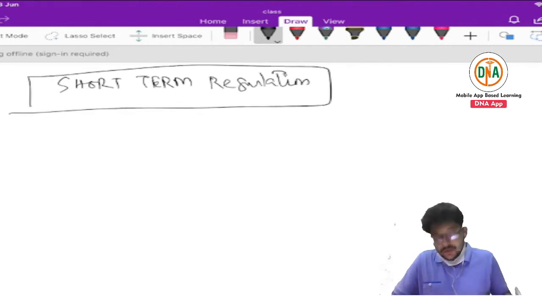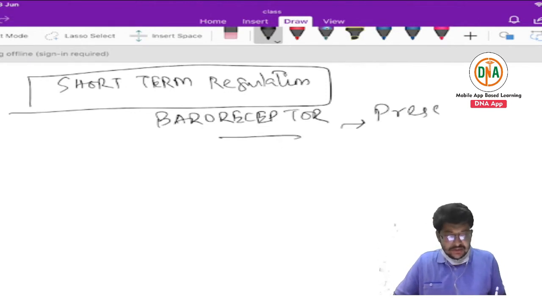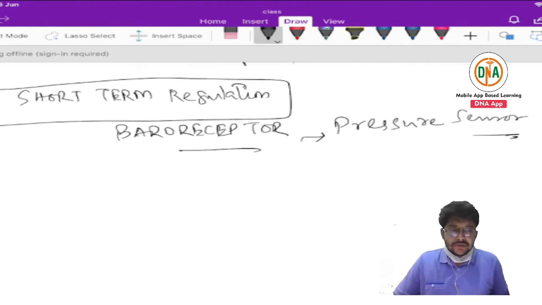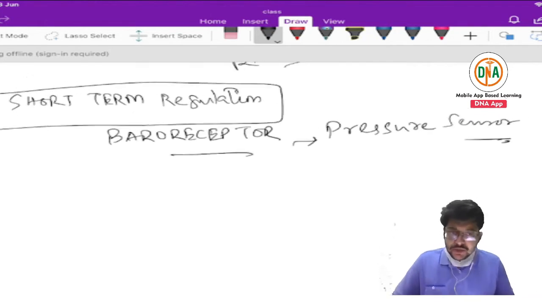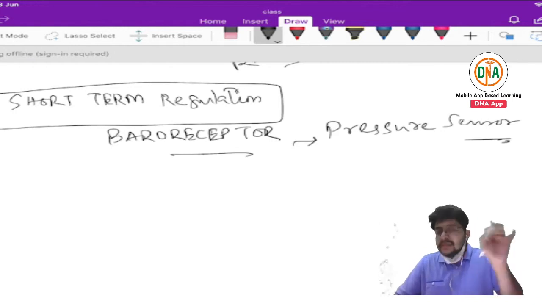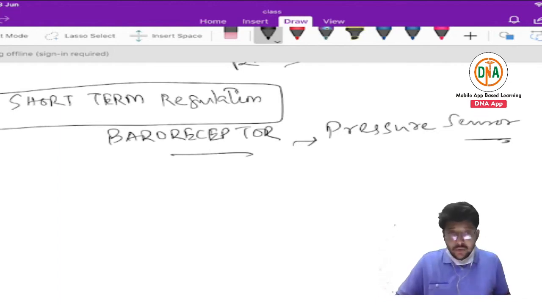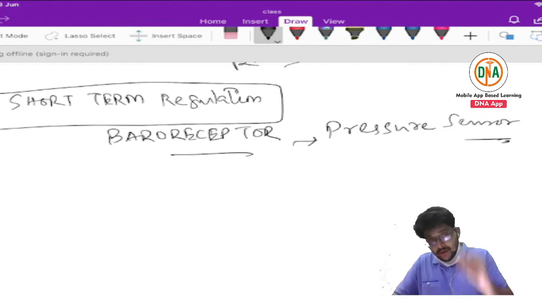Short-term regulation. So first is the baroreceptor. What is baroreceptor? Baroreceptors are the pressure sensors. Baro means pressure, receptor is the sensor, and the pressure sensors in the baroreceptors are the glomus cell, type 1 glomus cell. We'll come to that later. So where are they actually located?